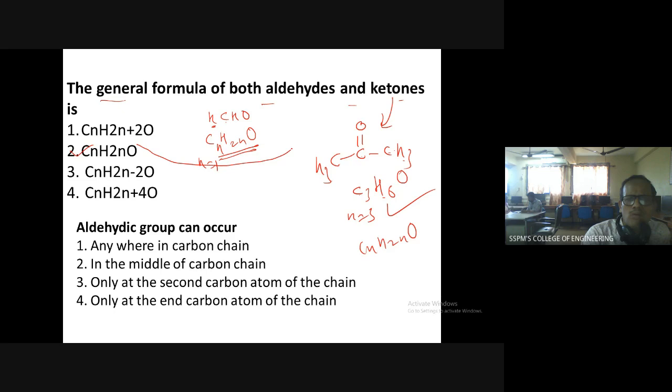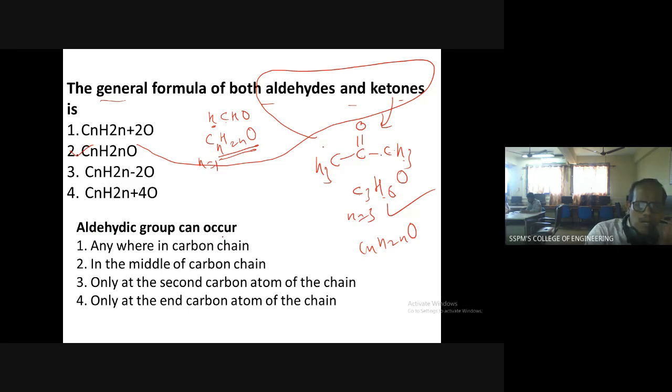So this is the formula for both aldehyde and ketone. Every time, you need to write at least one structure, at least one example, and just count the carbon, hydrogen, oxygen, nitrogen, whatever is there in that compound, and try to fit it into a general form. Okay. Next question. Aldehyde group can occur.